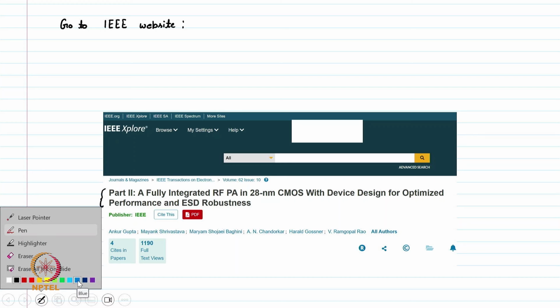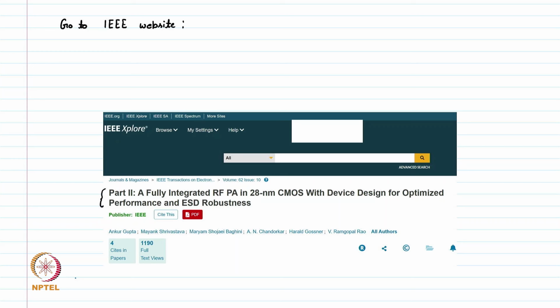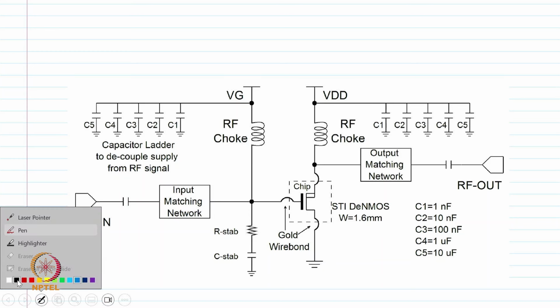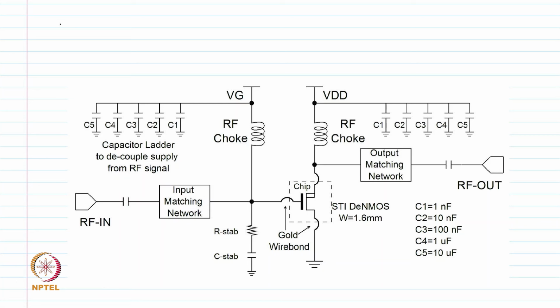And all these images are already available. So, we go to the IEEE website, which is the IEEE Xplore website, and check out this title which we are taking here as an example today. So, when we go to this page, we go down on this page, these images are available. So, this is the schematic of a standard RF system, which is nothing but an RF power amplifier.